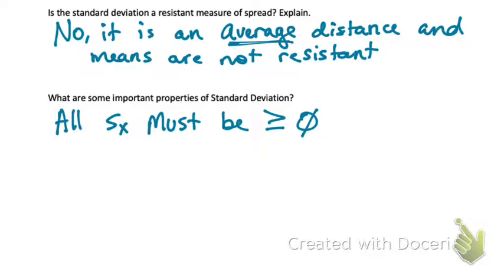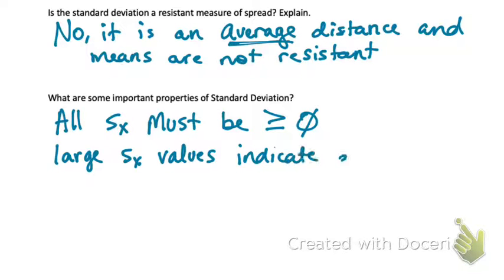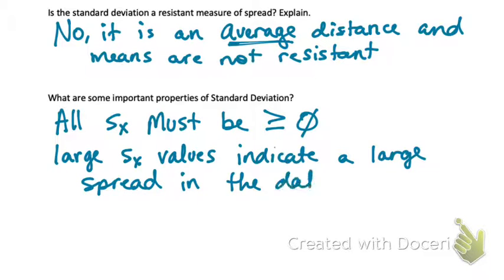Okay. Another thing about standard deviation. Large Sx values indicate a large spread in the data. The larger the standard deviation, the further we had to go to get those distances.